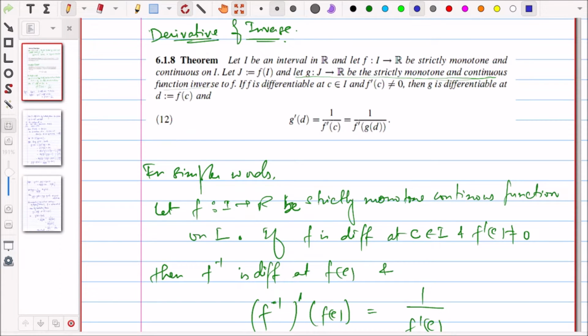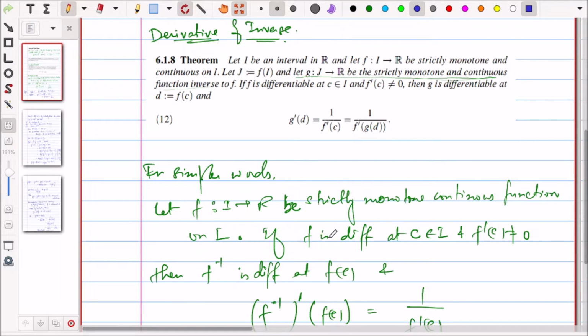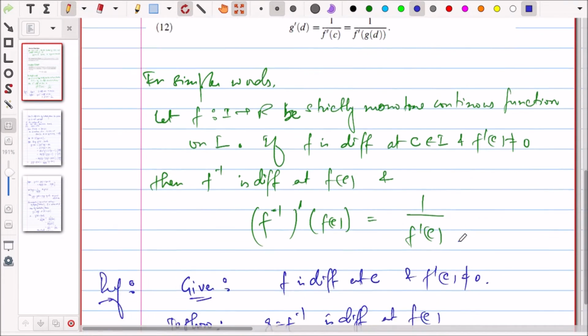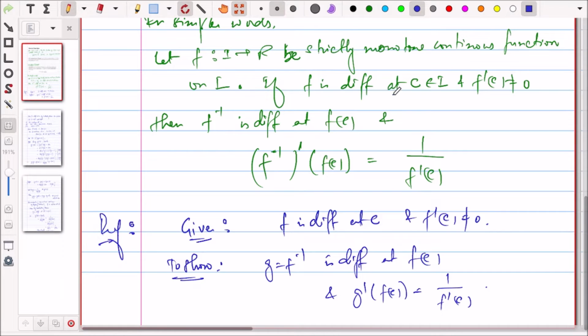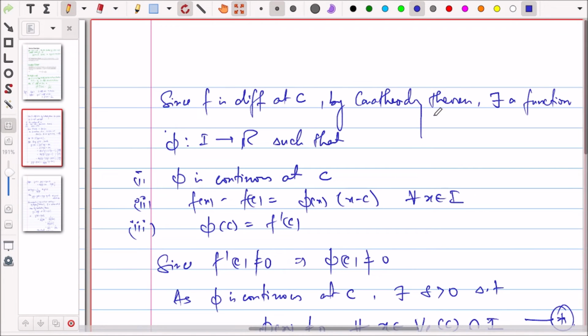Yes, sir. Okay, fine. So let me give an outline of the proof again. We were given a strictly monotone continuous function on an interval I, and we were also given that the function is differentiable at point c and f dash c is non-zero. Because f is differentiable at c, we used the characteristic theorem to get a function phi which satisfies these three properties: the function is continuous at c, fx minus fc is equal to phi x times x minus c, and phi of c is equal to f dash c.